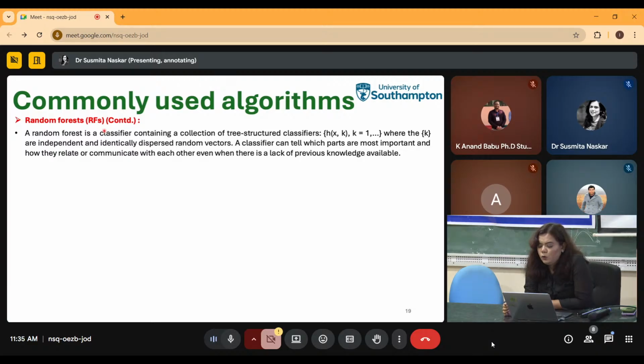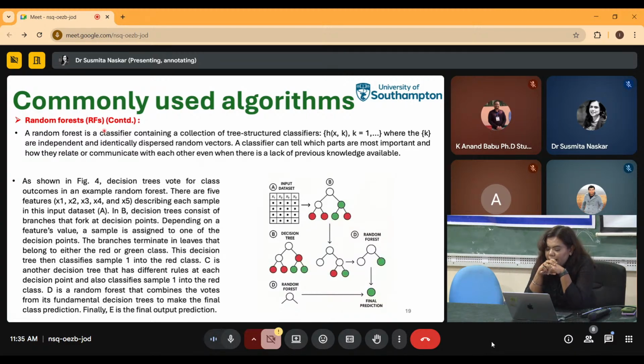Now if you try to look into how they work behind the scenes, in these RF models, as I said, essentially what they do is collect tree-structured classifiers, and each tree in the forest is trained on a random sample of the data. And how it actually works, let's try to look into this example here.